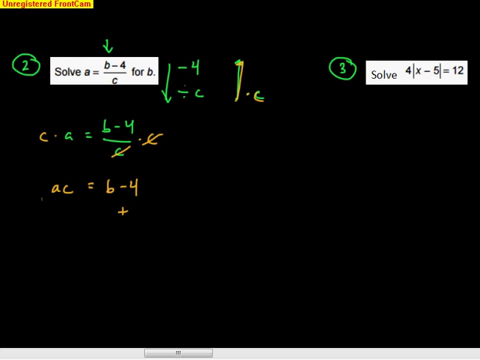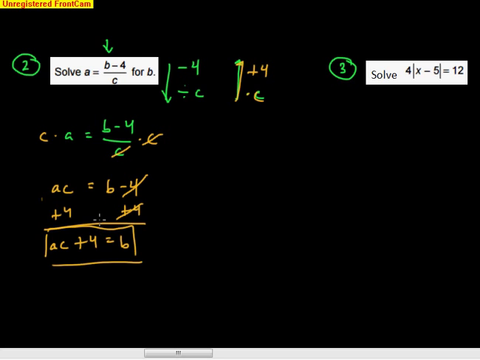Oh, I got ahead of myself. Now, to get rid of us subtracting 4, we're going to add 4. Add 4 on this side, add 4 on that side. And what do I get? I get AC plus 4 equals B. The 4's cancel. And there's that equation solved for B.